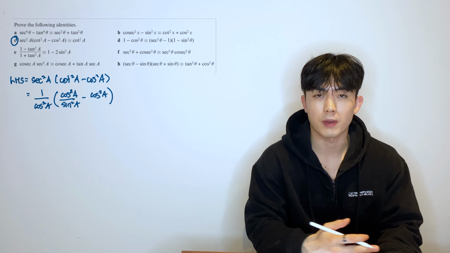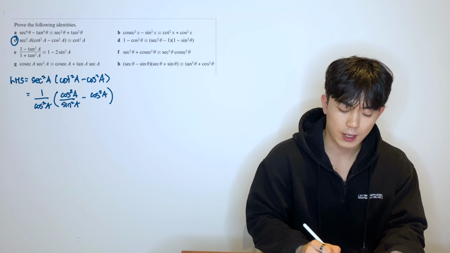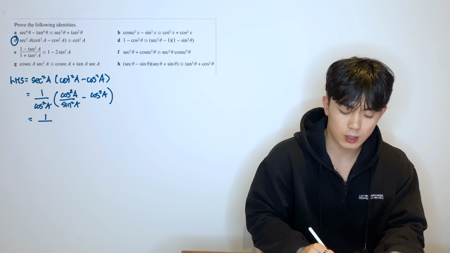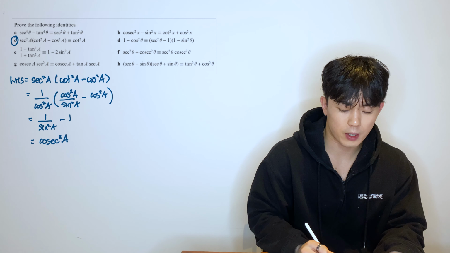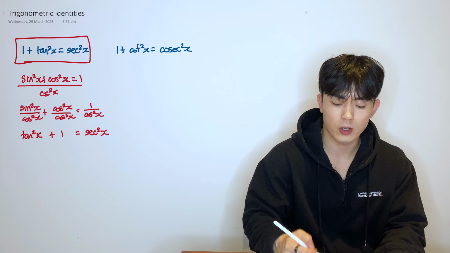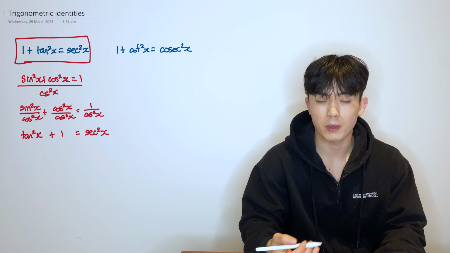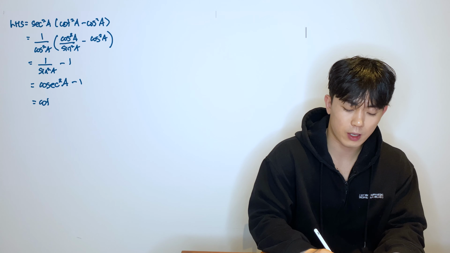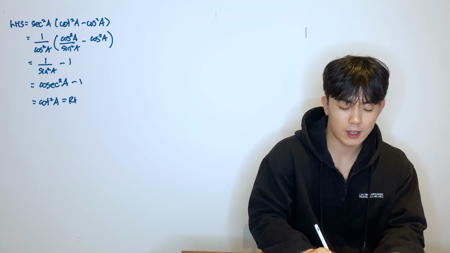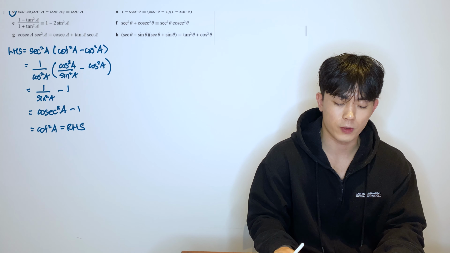Now I can just multiply out the bracket, right? So it will cancel out to 1 over sine squared A minus 1. 1 over sine squared is cosec squared A minus 1. And we know from the first identity that we've looked at before, cosec squared minus 1 is cot squared, right? So I can say this is equal to cot squared A, which is equal to the right-hand side, and that's what they want us to show.